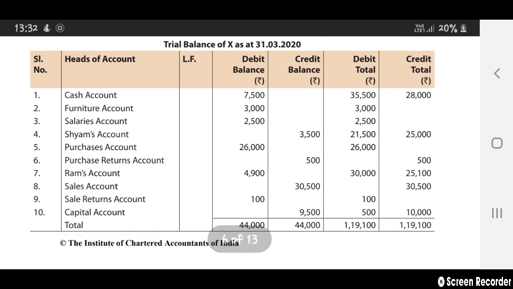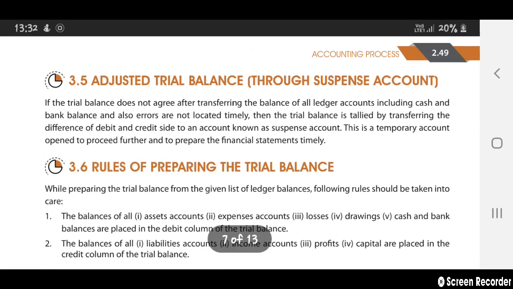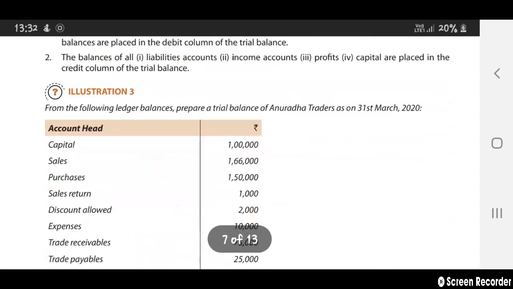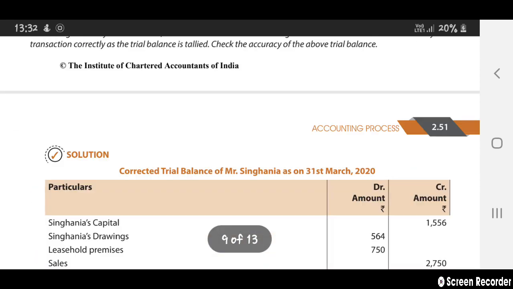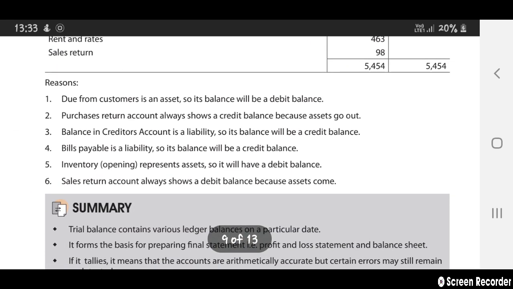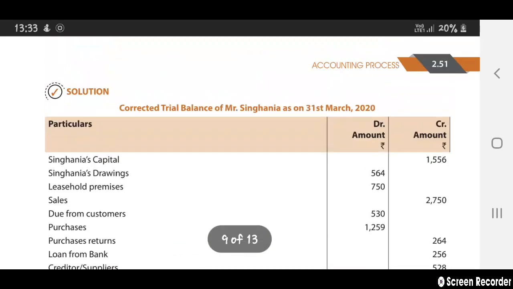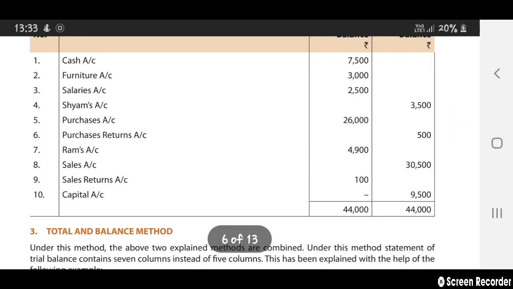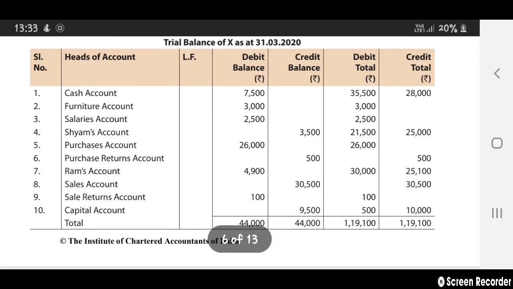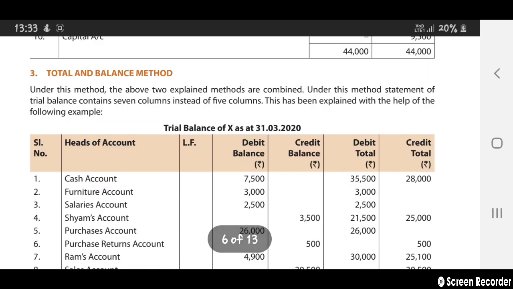Let us do the sum now. Let us do the trial balance now. Trial balance of X at the date 31/3/2020. Okay. Next, after this, there are other topics. See, here you can also see still more trial balances. We will learn one by one. First, let us finish this topic. The final method, let us see.